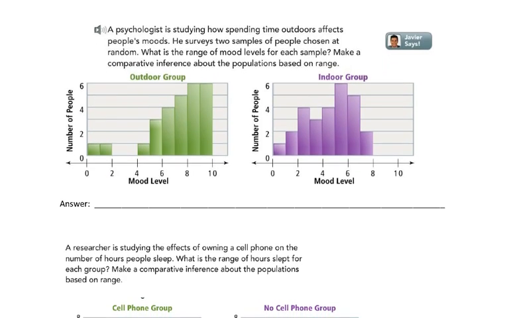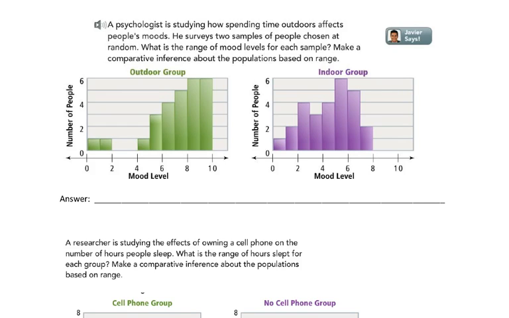It says a psychologist is studying how spending time outdoors affects people's moods. He surveys 2 samples of people chosen at random. What is the range of mood levels for each sample? Make a comparative inference about the populations based on the range. So we're going to make an inference, but we have to base it on the range.